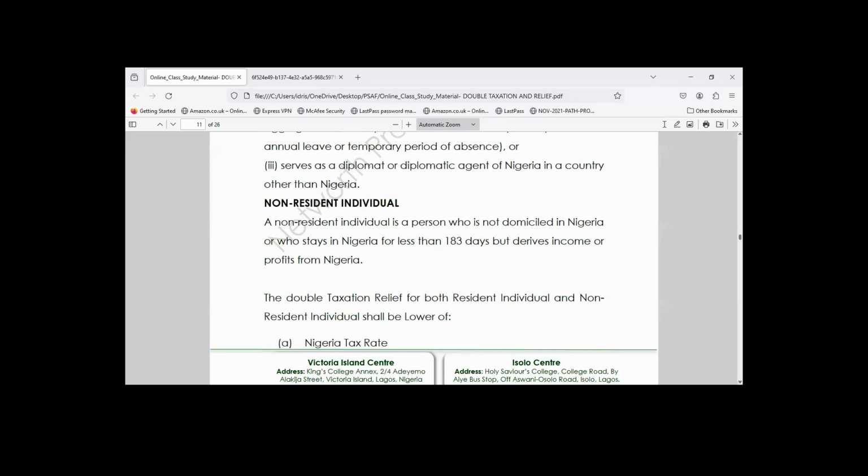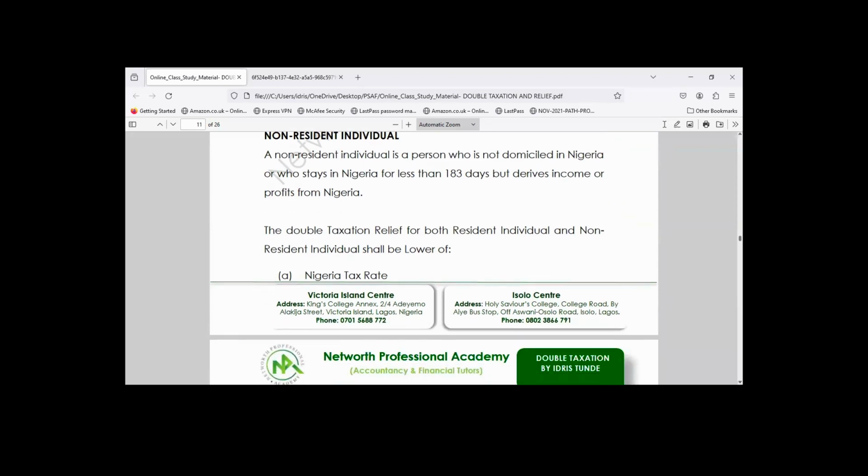A non-resident individual is a person that is not domiciled in Nigeria. Somebody that does not reside in Nigeria for more than 183 days, but derives income or profit in Nigeria. That kind of person is called a non-resident individual or non-Nigeria resident. How do we compute double taxation relief for both resident individual and non-resident individual?